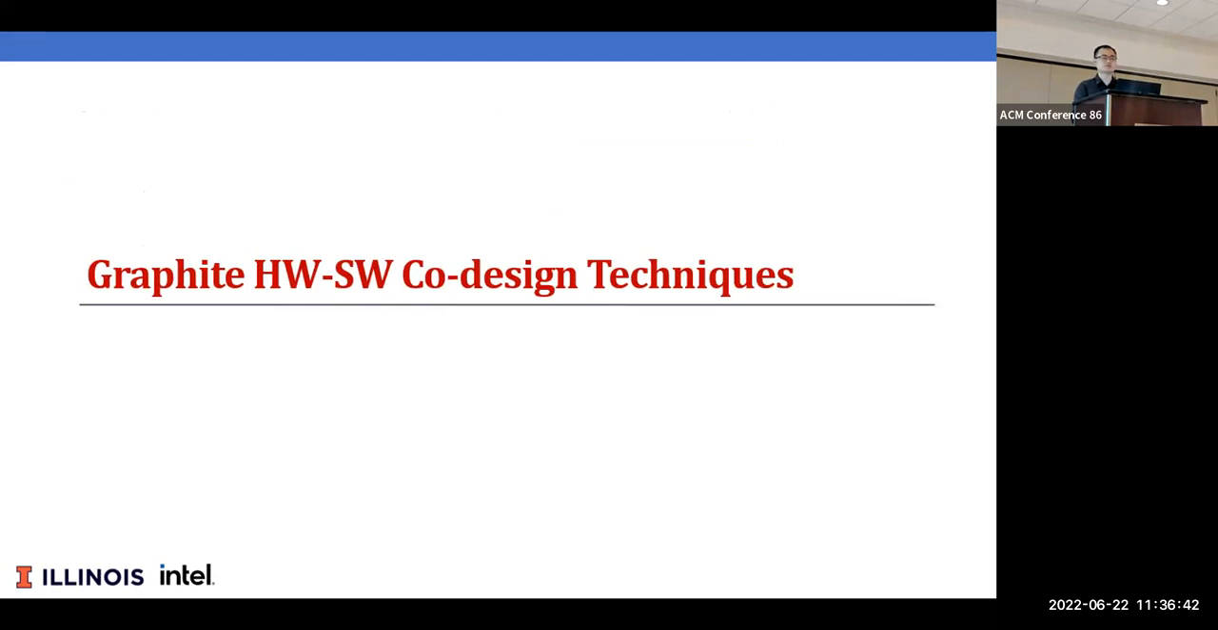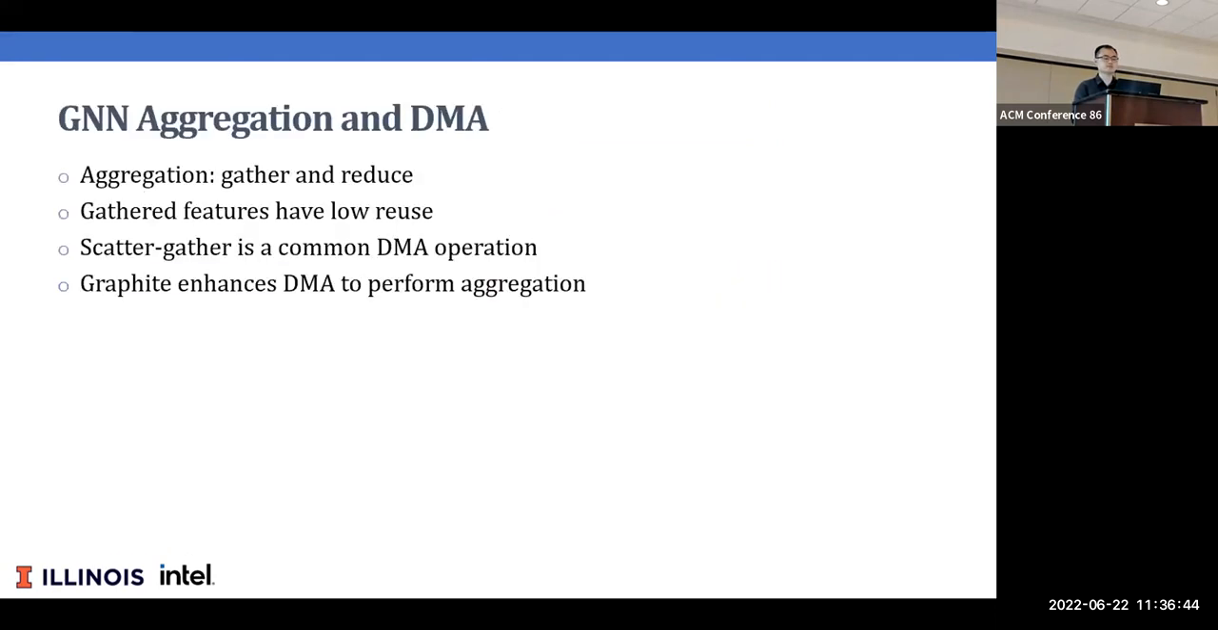Now let me introduce our software hardware co-design technique. The aggregation is basically a gather and reduce. The processor brings the features to the L1 data cache and subsequently to the core to only perform simple reductions. And the gathered features have low reuse even after the locality optimization. Therefore, bringing features to L1 or even to L2 is wasteful. We notice that modern DMA engines often provide scatter-gather functionality. So we propose to enhance such DMA engines to offload the aggregation.